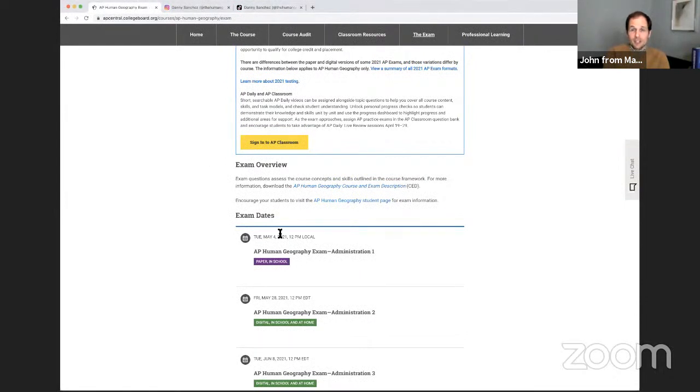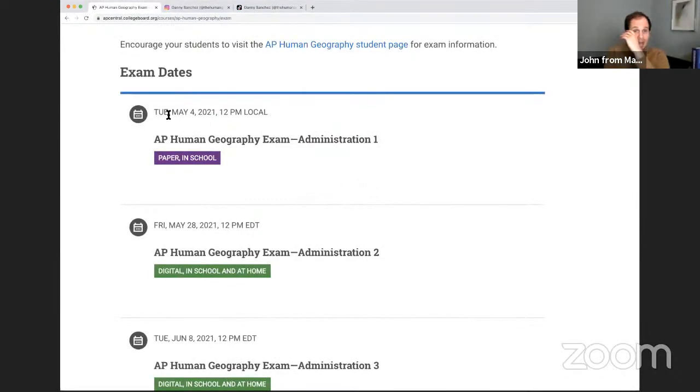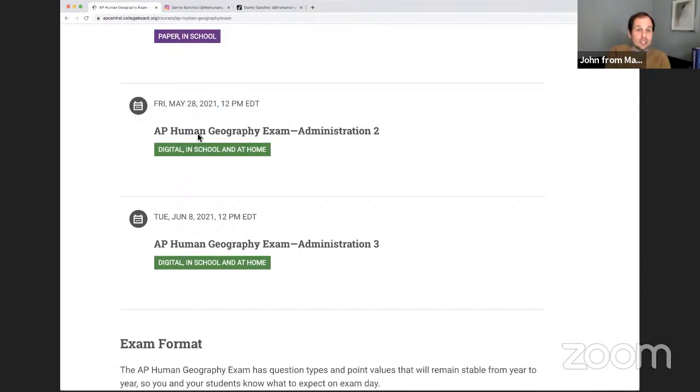This information here shows you the 3 dates. The paper in-school exam in 2021 will be on Tuesday, May 4th at 12 p.m. local time. No matter what your high school is, you will do it local. There are 2 digital exams you can take either in school or at home. They will start at the exact same time worldwide on Friday, May 28th at 12 p.m. and Tuesday, June 8th at 12 p.m.